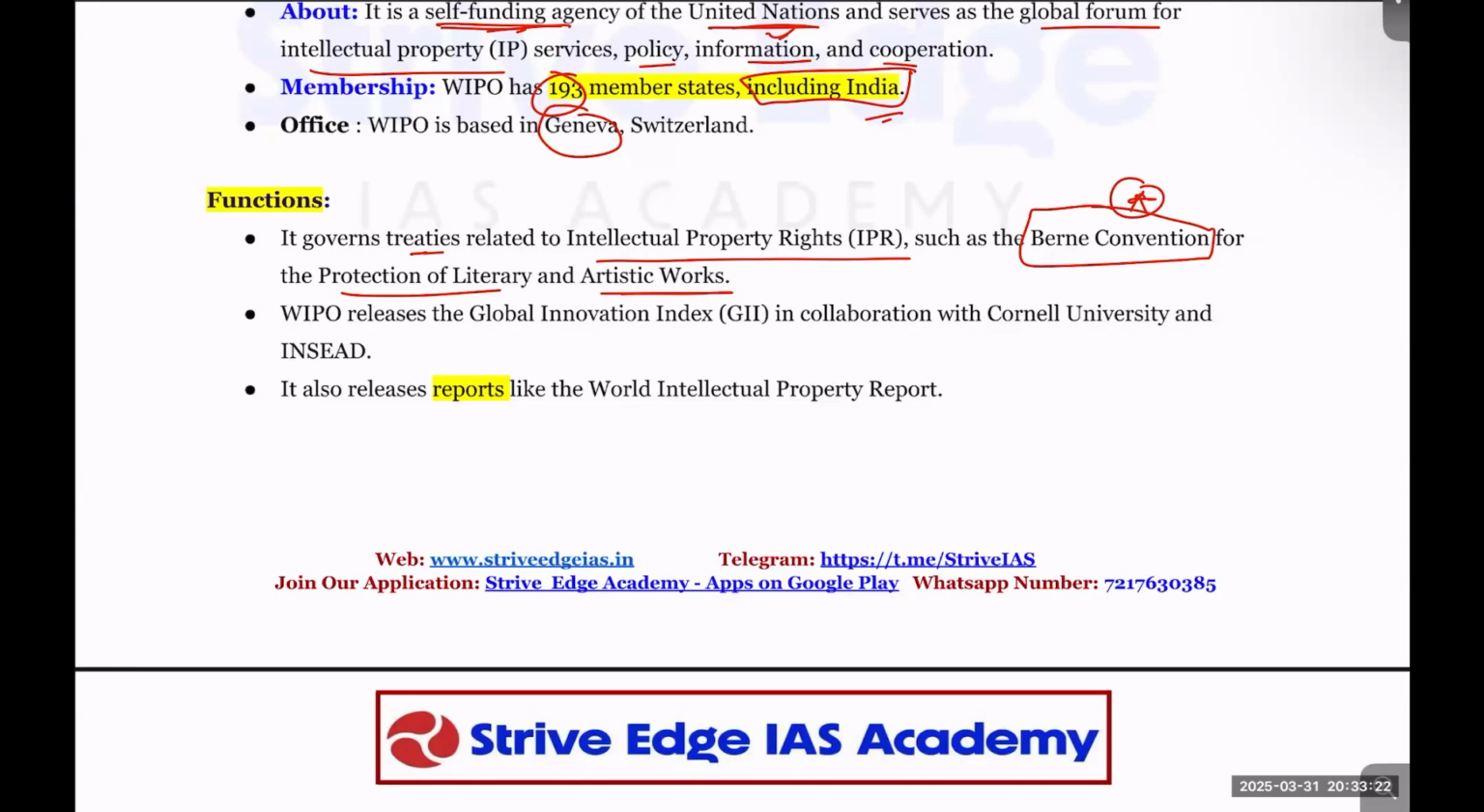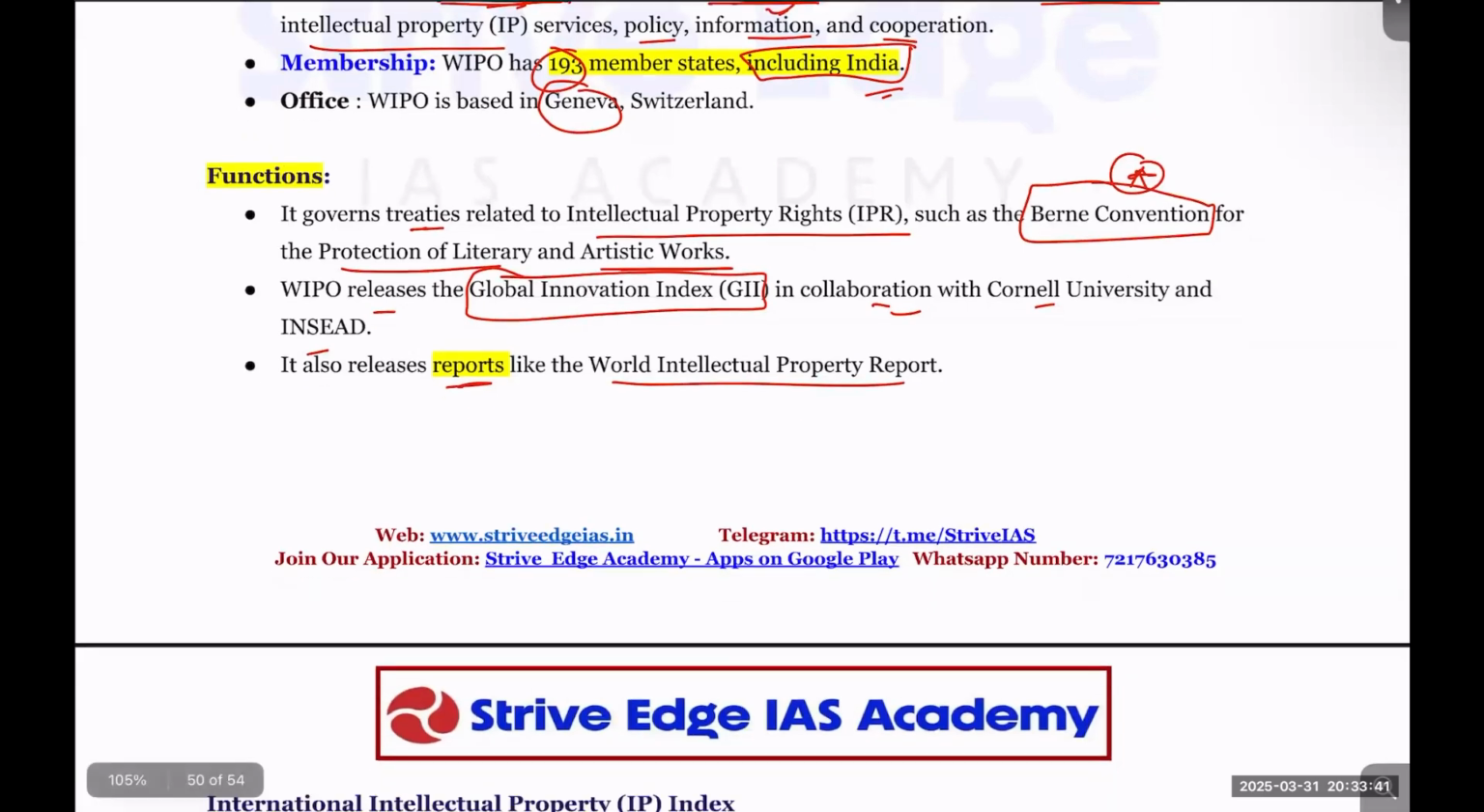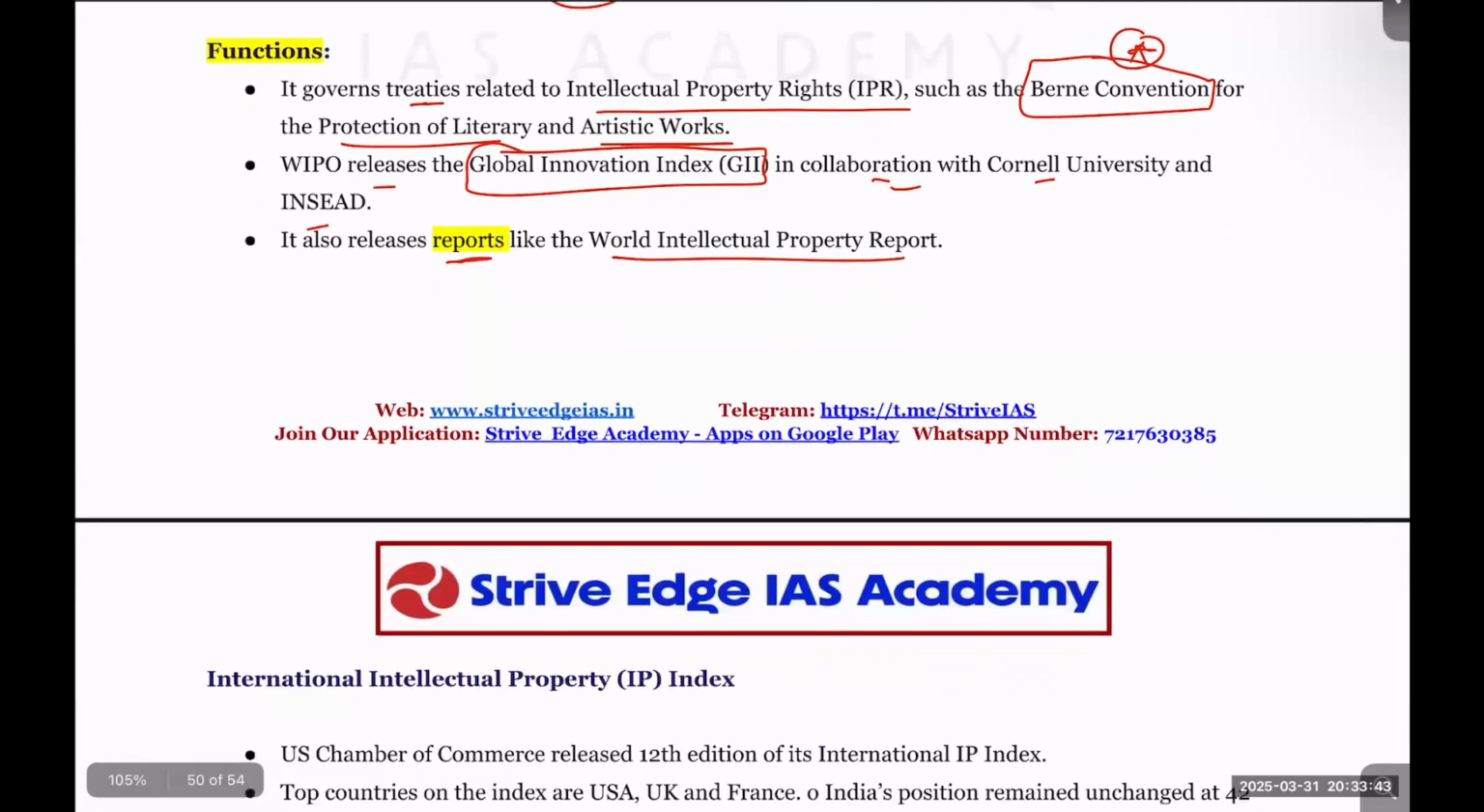It releases the Global Innovation Index (GII) in collaboration with Cornell University and INSEAD. So in collaboration with these two institutions, it releases the Global Innovation Index. It also releases reports like the World Intellectual Property Report (WIPR). So these are some of the functions of the World Intellectual Property Organization (WIPO).